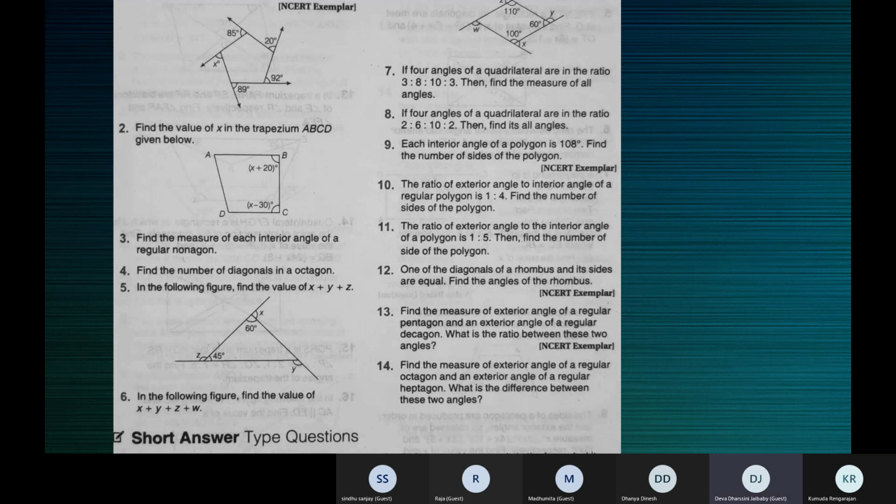Ma'am, now which question we have to do, ma'am? Now, please work, I said 12th one. Please write down the question. Okay. 12, question number 12.